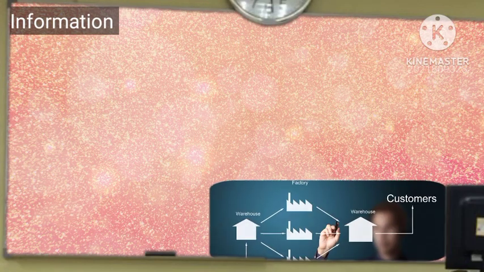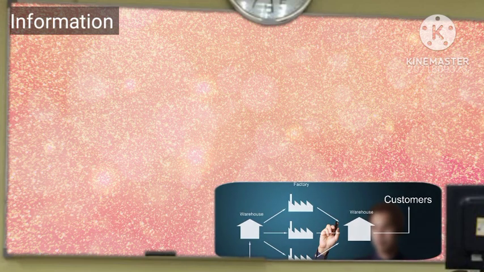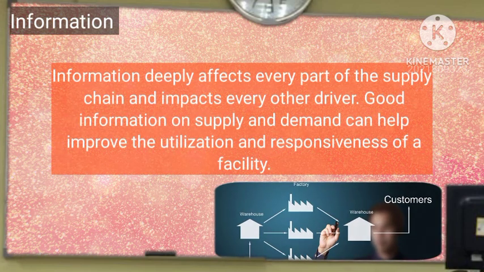The fourth supply chain driver is information. Information is an important driver that companies have used to become both more efficient and more responsive. Information deeply affects every part of the supply chain and impacts every other driver. Good information on supply and demand can help improve the utilization and responsiveness of a facility.